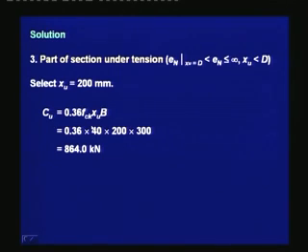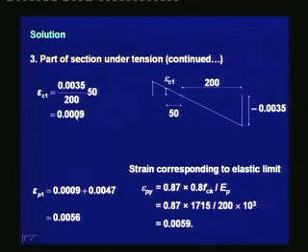Cu is given by this expression, which is equal to 864 kilonewtons, and we are calculating epsilon C1 from the strain diagram. Given the two distances 200 and 50, we can calculate the value of epsilon C1. Then epsilon P1 is equal to epsilon C1 plus the strain differential 0.0047, which is equal to 0.056.